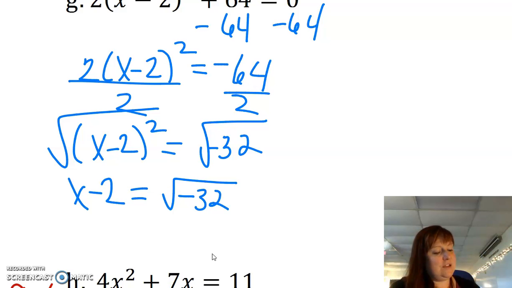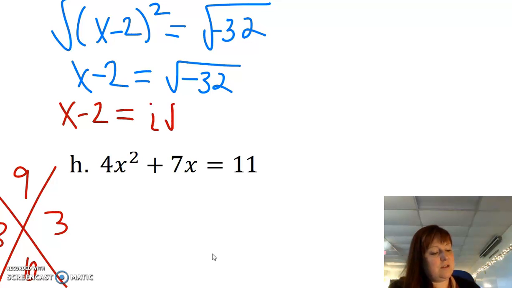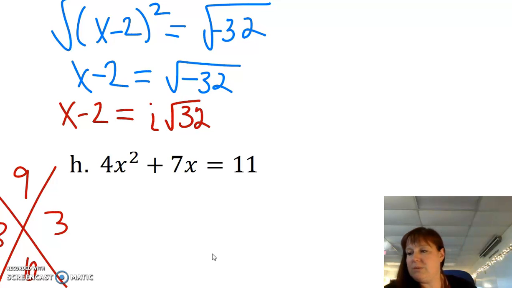The square root of a negative is the same as the square root of negative 1 times the square root of a positive 32. So now I have x minus 2 equals i root 32, because remember, the square root of negative 1 is i. Now, let's simplify the square root of 32. It can be divided by 16.